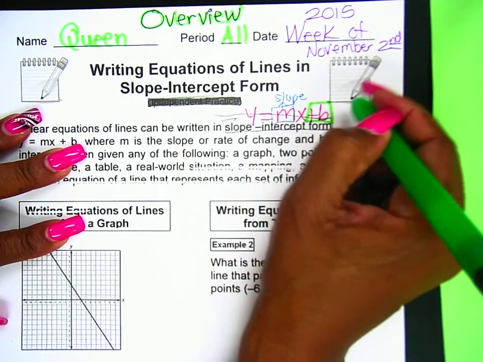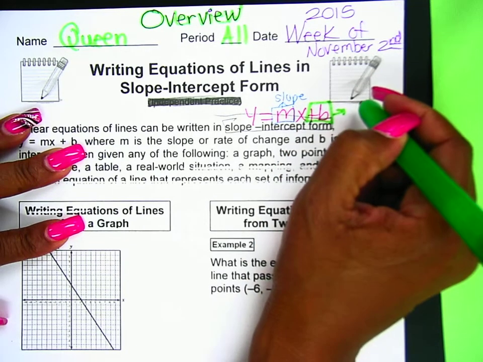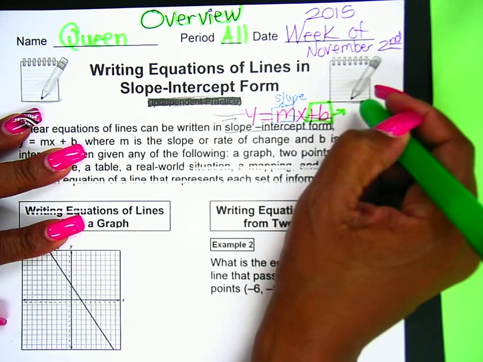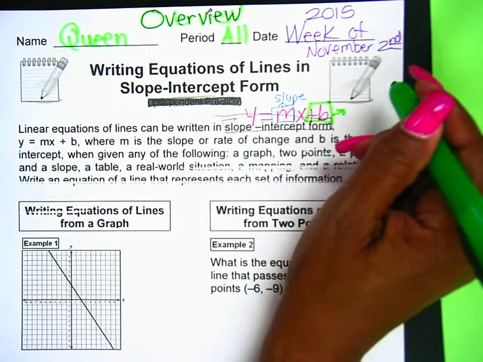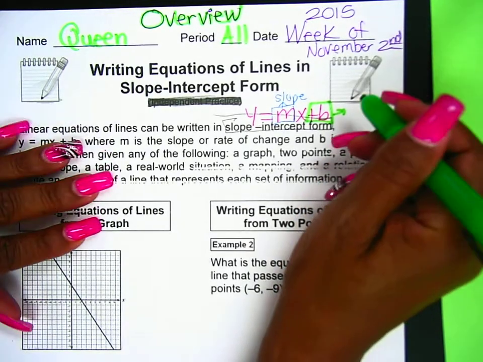I said y-intercept, yes. You know, when I said y-intercept, I was thinking about football. You know how the ball get intercept? Anyway, I'll leave that alone.